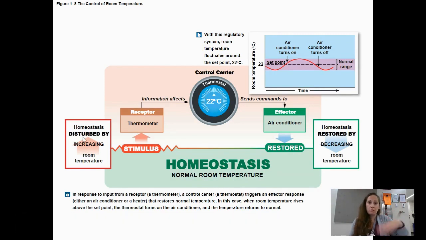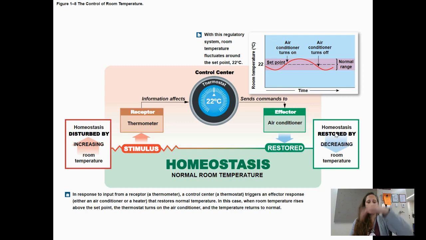You have a bunch of people over, when that's okay to do again, and the temperature starts to rise in the house. That is noted by the receptor, the thermometer within your thermostat, which is the control center. And that thermostat has a set value. It also has the capability to turn on and off the air conditioner, which is your effector. It's going to blow the cold air into the house, thus restoring homeostasis by decreasing the temperature in the room.